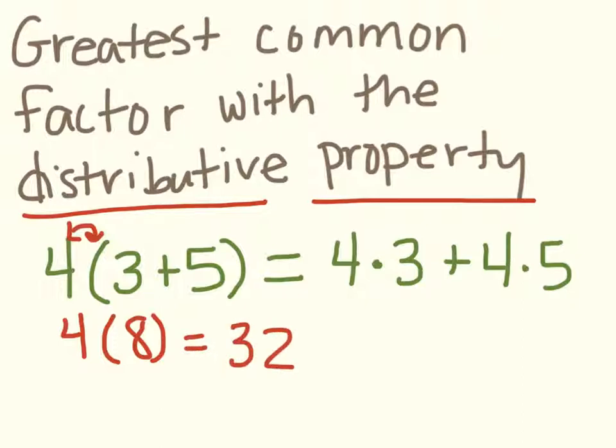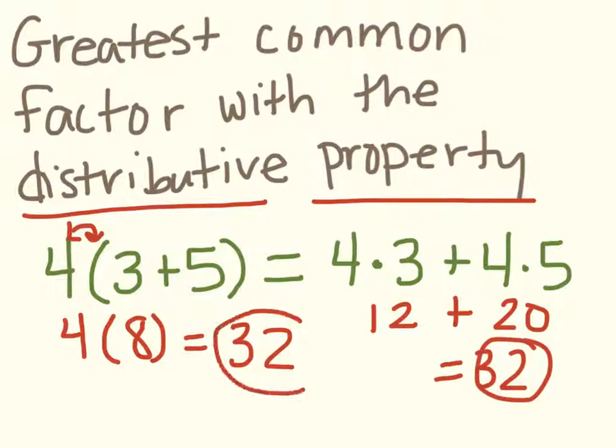Okay, let's try it on the other side. 4 times 3, following the rules of order of operations, we'll do multiplication first. 4 times 3 is 12, plus 4 times 5 is 20. 20 plus 12 equals 32. Same answer. So we can get the exact same result by distributing the 4 to each number inside the parentheses and multiplying, as we would by adding those two numbers together first and then multiplying by 4.